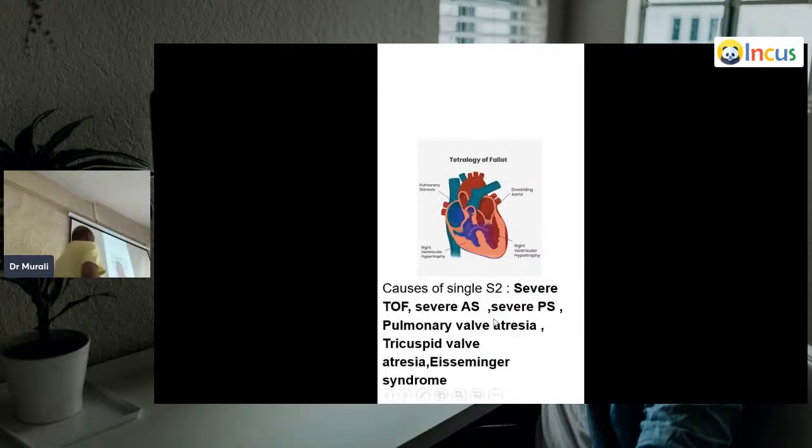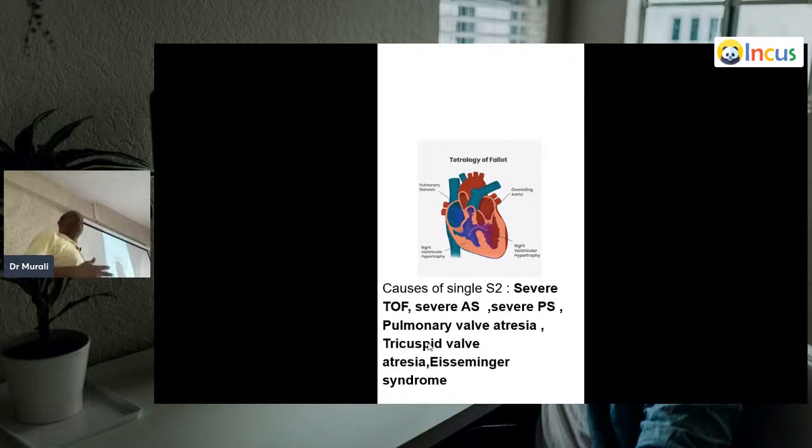Similarly, any severe AS or severe PS. Suppose there is severe PS, pulmonic stenosis, you can't hear the pulmonic valve closure sound at all. What you hear is only the aortic valve closure sound. So that leads to the development of a single S2. Then what is the reason in severe AS for the single S2? Severe AS will cause the left ventricle hangout time to increase, and that will make A2 get delayed and merge with P2, and that leads to the development of a single S2.